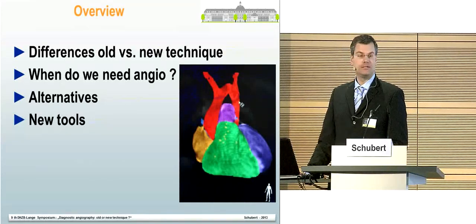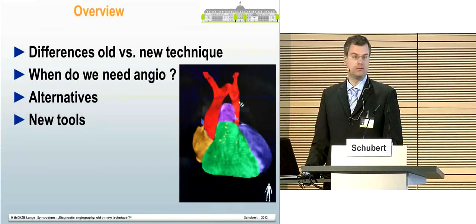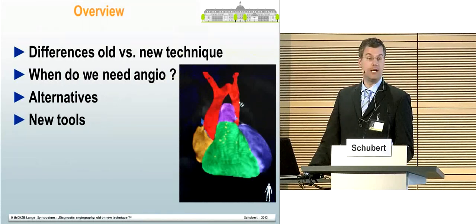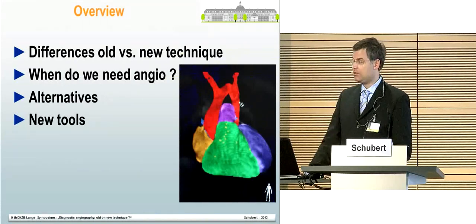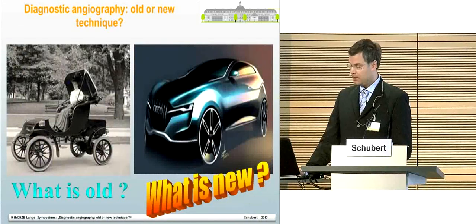But also I want to discuss when do we need an angiogram. Maybe over the time there has been a change in the indication. Is there any alternative strategy or diagnostic procedure, and what are new tools available for us? So I think in these pictures it's clear to define which is old, which is new.